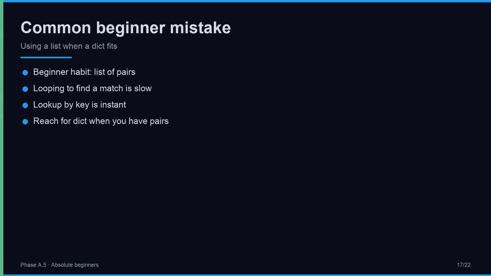You have pairs of data, names and numbers, and you reach for a list of pairs, then loop through it to find a match. It works, but it is slow and clumsy. The moment you notice you are searching a list for a name, switch to a dictionary. Lookup by key is instant, and the code reads like plain English, phone square brackets Ada. Spot the search, switch to dict.